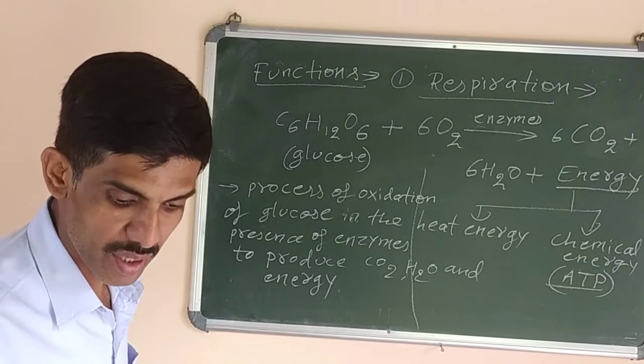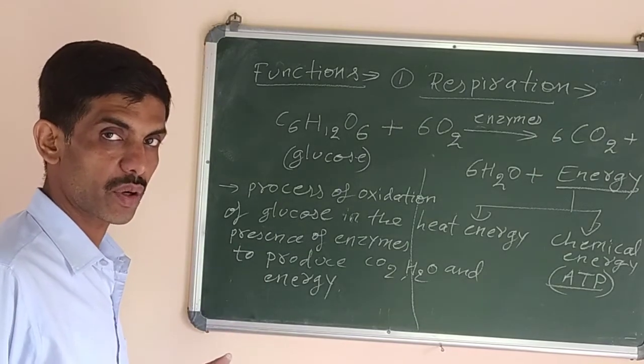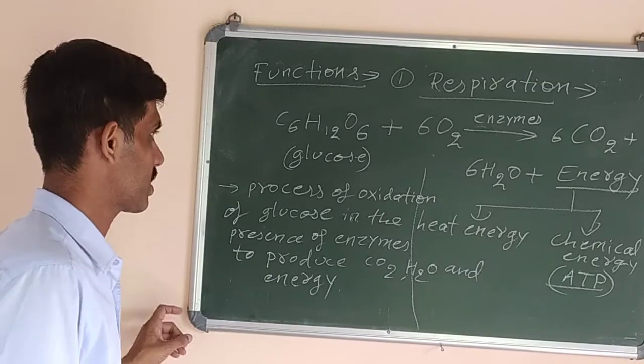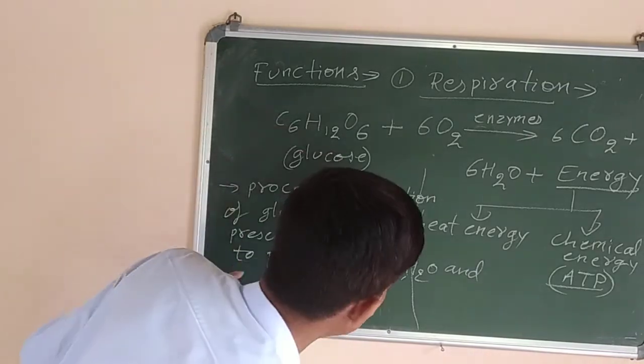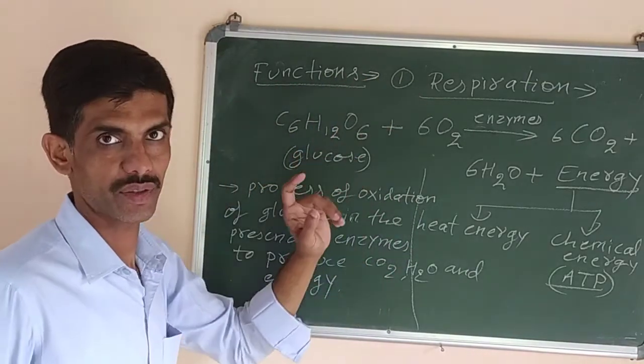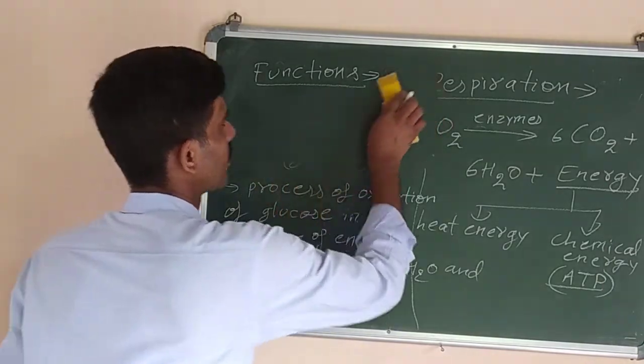Now next, if it is asked why mitochondria is called powerhouse of the cell, the answer is because it is mitochondria where the process of respiration occurs. So first point is clear. The first function of mitochondria is respiration. Now second function, number 2.